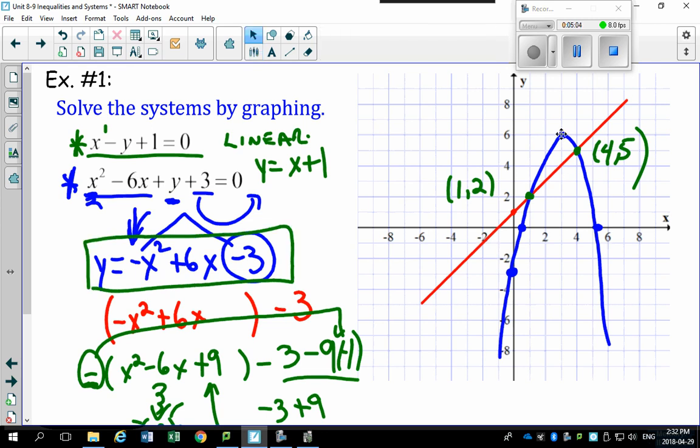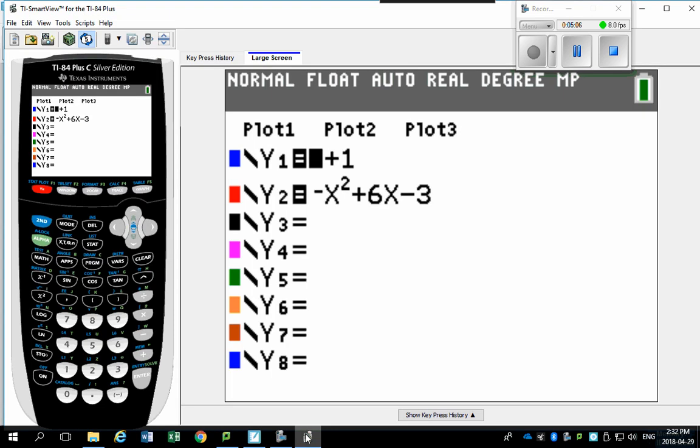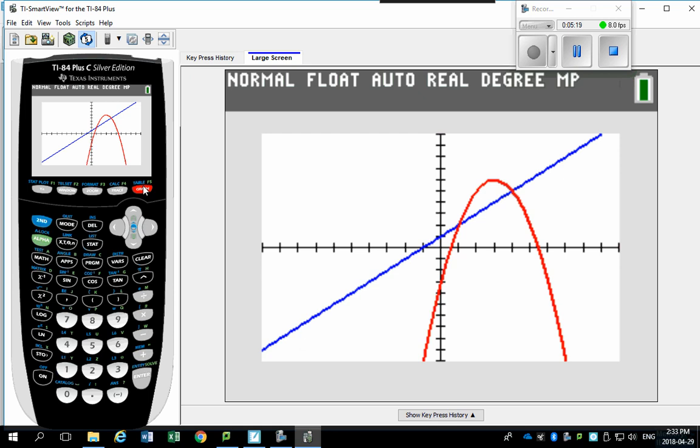So what I did is I booted up my calculator, boom, and I put both of them in there. If you put both of them in there, x plus 1 as y1 and minus x squared plus 6x minus 3 as y2, you hit graph. Check this out. Boom. There they are, all nicely graphed for you.